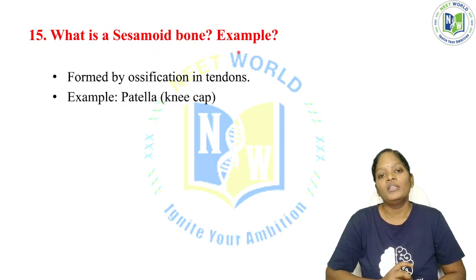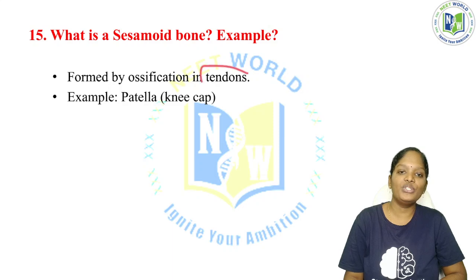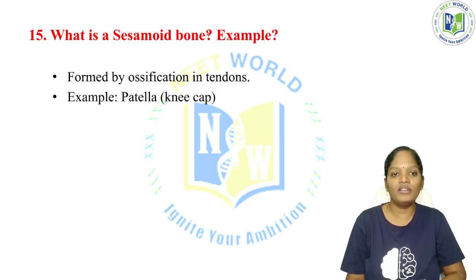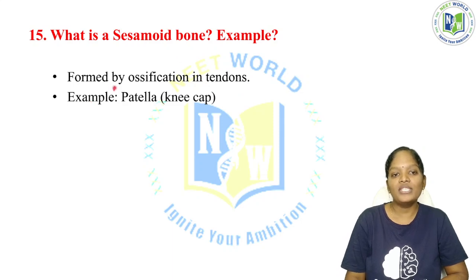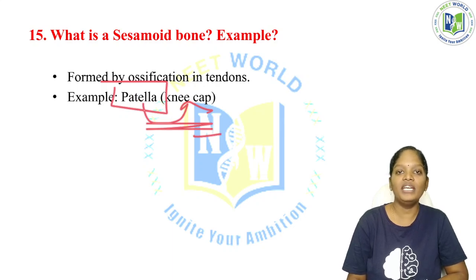How is this sesamoid bone formed? By the ossification of the tendon, so that as a result of this ossification we can form the sesamoid bone. The example will be the patella, which is the kneecap. We can see the sesamoid bone in the kneecap.